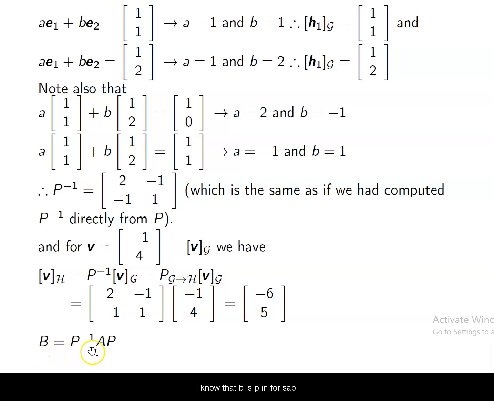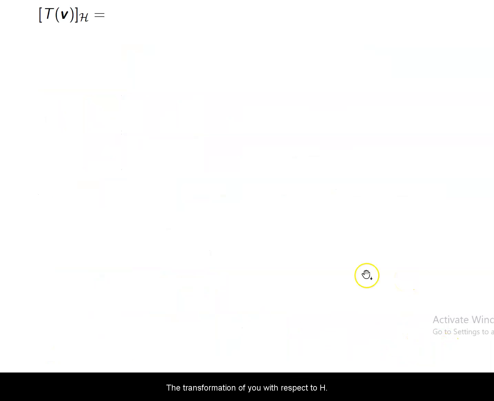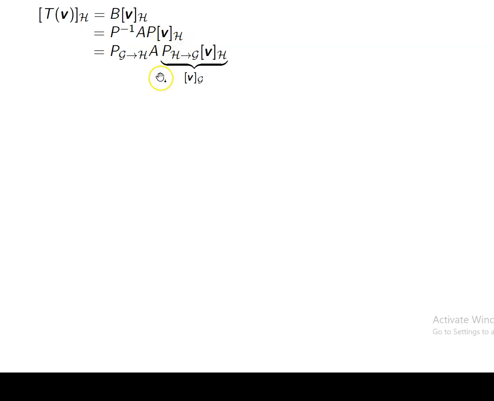I know that B is P inverse AP, so if I were to multiply those things out, I got 2, 0, 0, 3, which is what I found when I did this the slow way. The transformation of V with respect to H is the same thing as B times V of H. And if I break B down to P inverse AP, then this is what I get. So here I'm writing P inverse and P in terms of what they represent. Remember, P is from H to G, P inverse is from G to H.